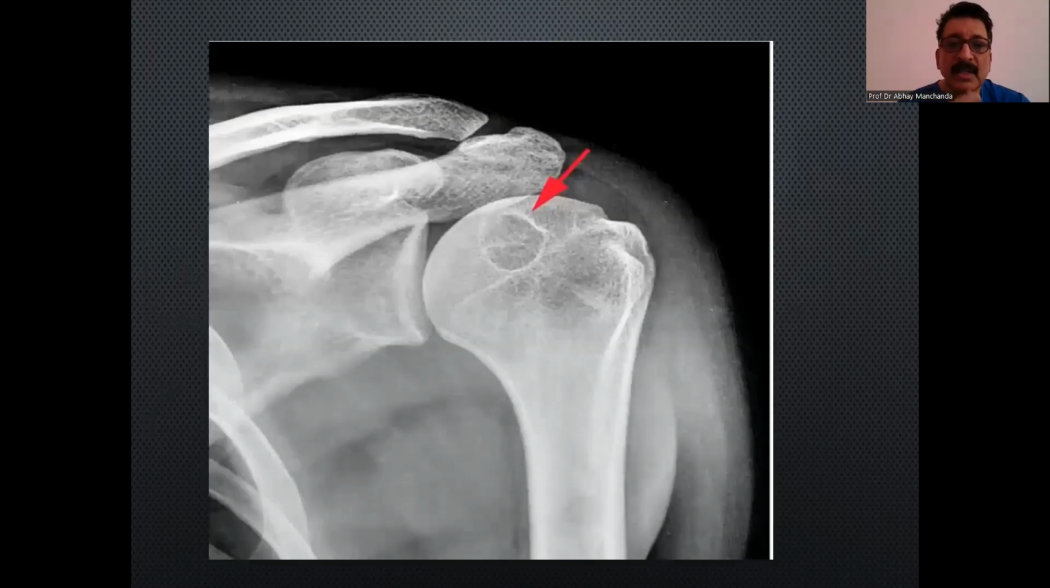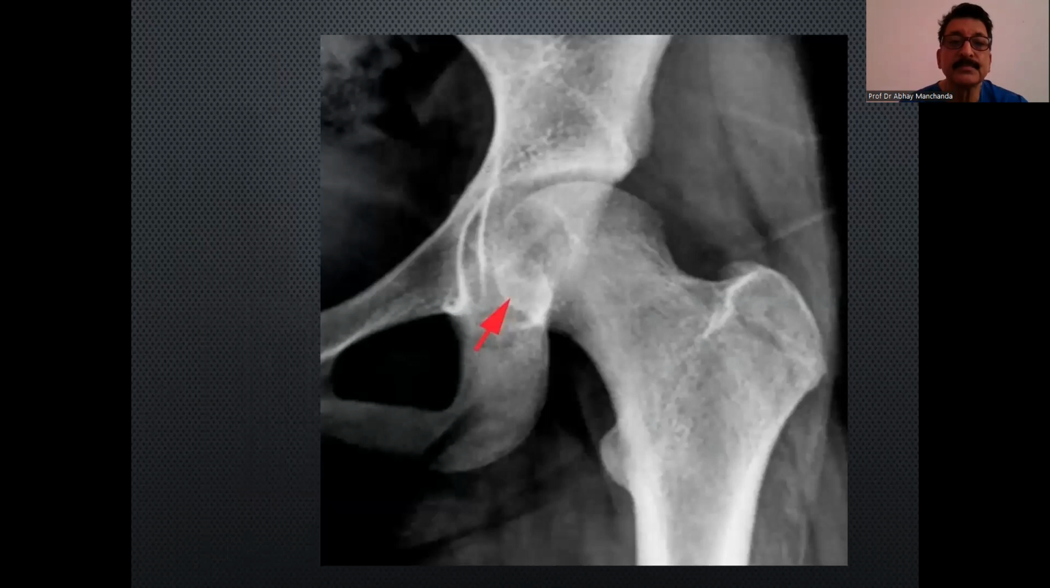Now we see some X-rays, upper end of humerus, lytic lesion, purely in epiphysis in this case, and you can see not all of the epiphysis is involved, and there is a white sclerosis line, which is classical, and the usual size is more than half centimeter.